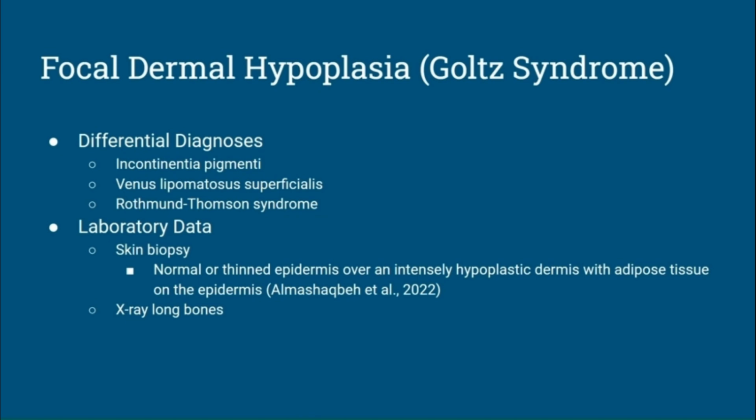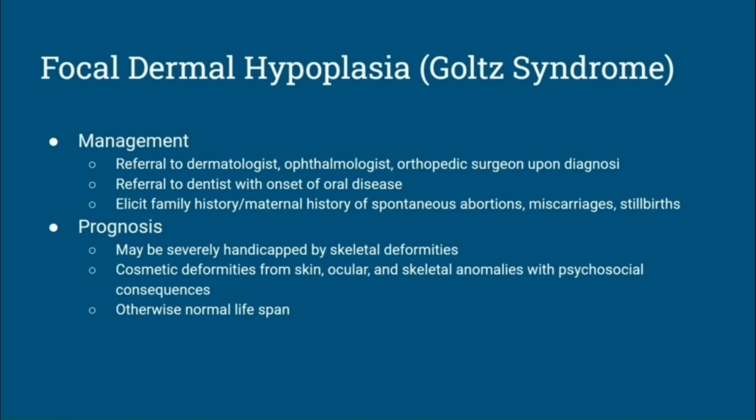And this is actually one of those genodermatoses where there's a strong pathological correlation. You might get tested on this from a pathological perspective. Management here: referral to derm, ophtho, ortho. You can also refer to dentists with the onset of oral disease. You can elicit a family history to see if there's any history of spontaneous abortions, miscarriages, or stillbirths. That might show you that there were some males affected potentially.